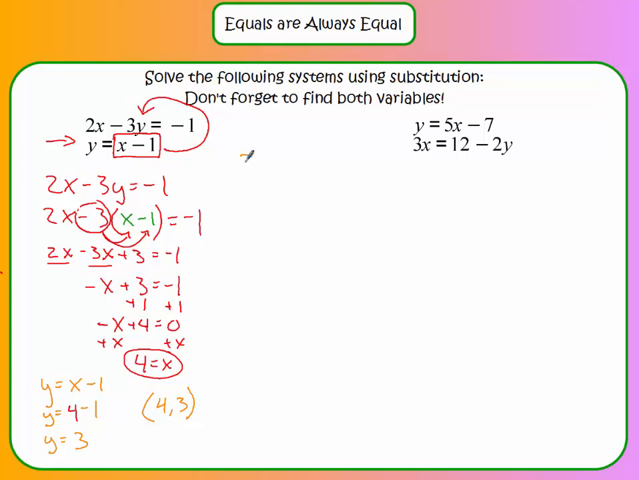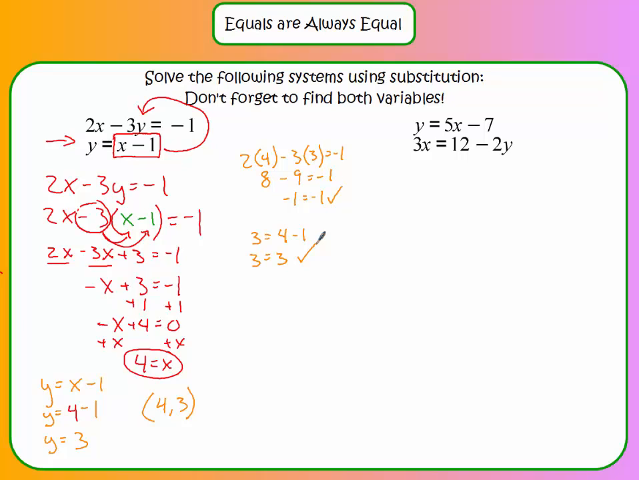So it should say 2 times 4 minus 3 times 3 equals negative 1. So 8 minus 9 equals negative 1. Negative 1 equals negative 1. So that's true. Let's try the bottom equation. That said y equals x minus 1. So 3 equals 4 minus 1. In other words, 3 equals 3. And that worked. So the point 4, 3 is definitely the solution to this system.